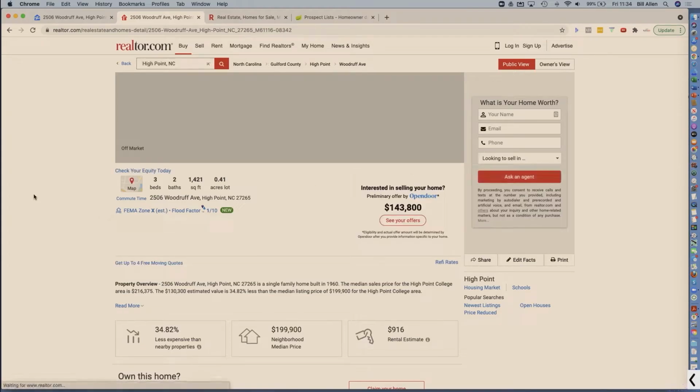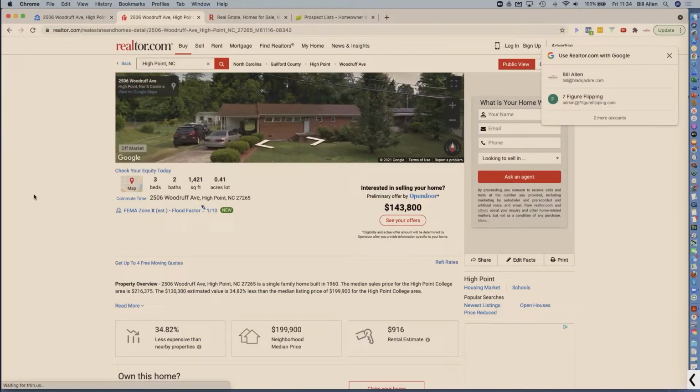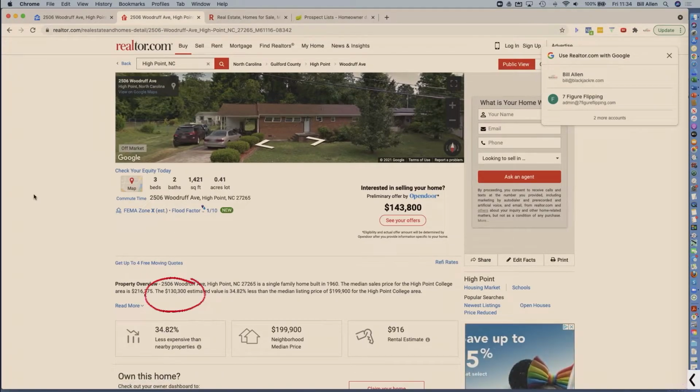So Realtor.com has got an estimated value for them right here of $130,300. It's got the median home price in that area, a little bit of info, and then it also says a preliminary offer from Open Door for $143,800. So I'm going to write down $130,300 from Realtor.com, and I'm also going to write down $143,800 just as an idea from Open Door, since they gave it to me.